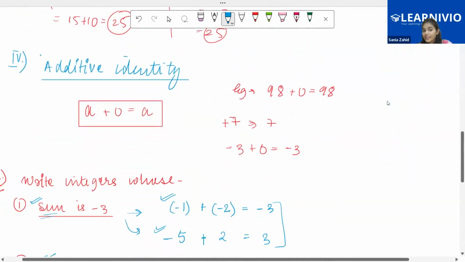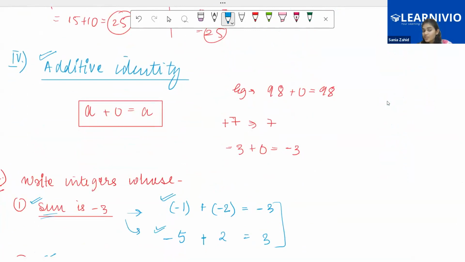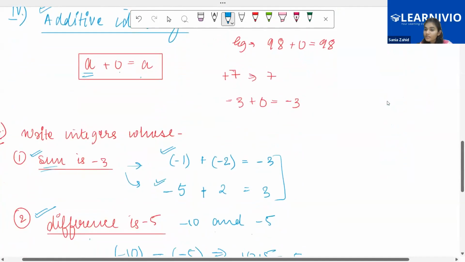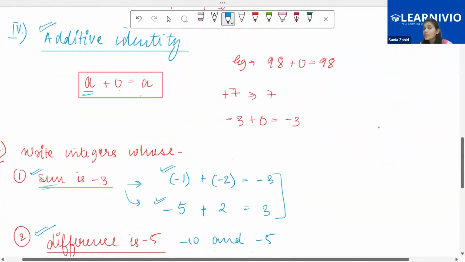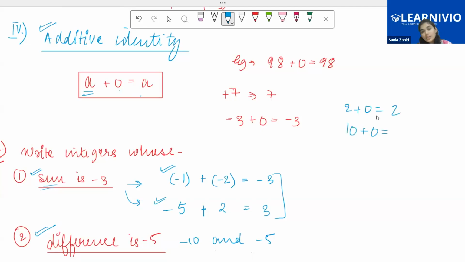Next we have the additive identity. Now what is the additive identity? It states that whenever you have an integer, you add 0 to that integer, you get the same integer as your answer. That means let's suppose I have 2. So what is 2 plus 0? 2 only. Okay, I have 10. What is 10 plus 0? 10 only. I have 5. 5 plus 0 is 5. So that means if I add 0 to any integer, my answer remains the same. Is this clear? Yes.